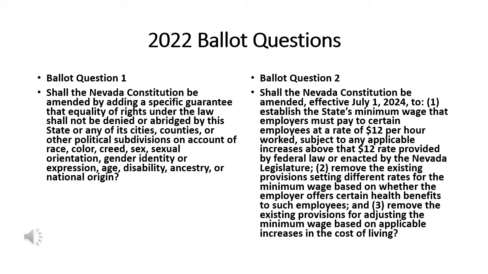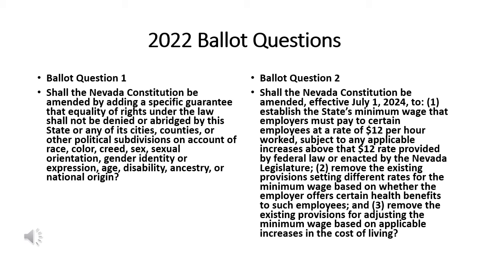It says, shall the Nevada Constitution be amended by adding specific guarantee that equality of rights under the law shall not be denied or abridged by this state or any of its cities, counties, or other political subdivisions on account of race, color, creed, sex, sexual orientation, gender identity or expression, age, disability, ancestry, or national origin.